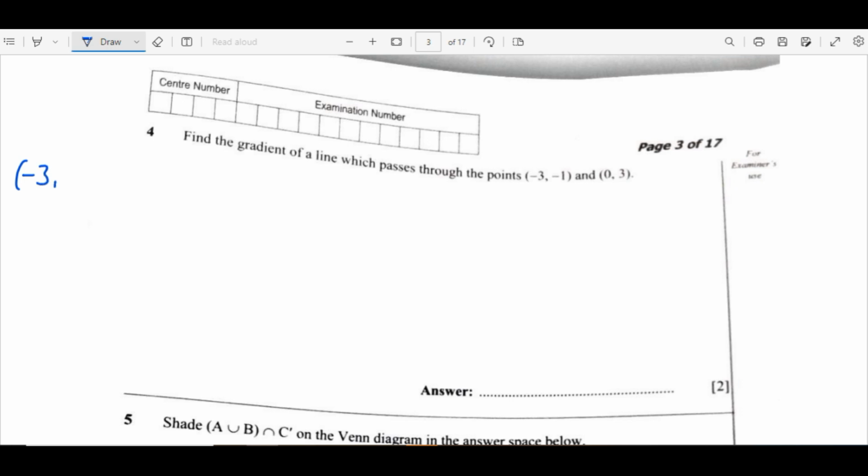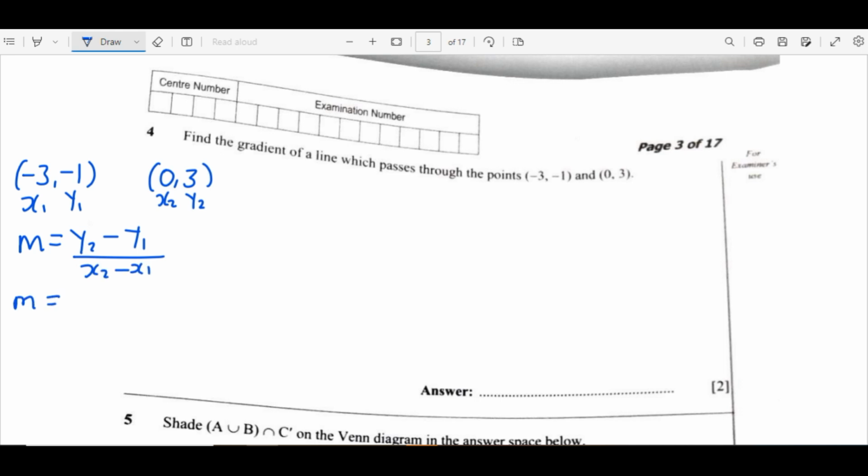-3, -1. The other point is 0, 3. This is our x1, x2, y1, y2. The formula for gradient is y2 minus y1 divided by x2 minus x1.